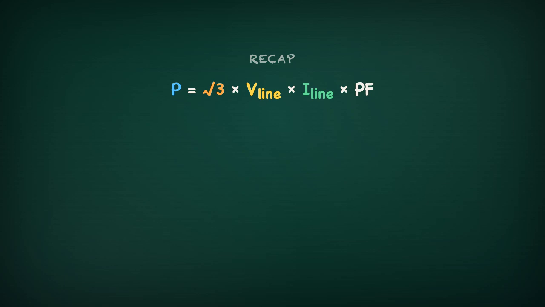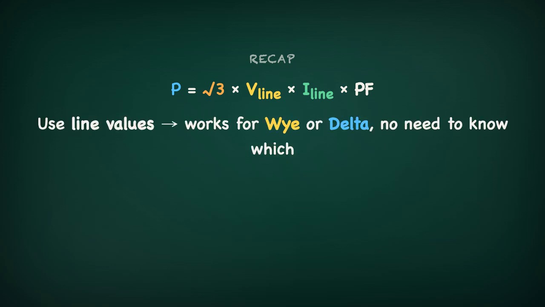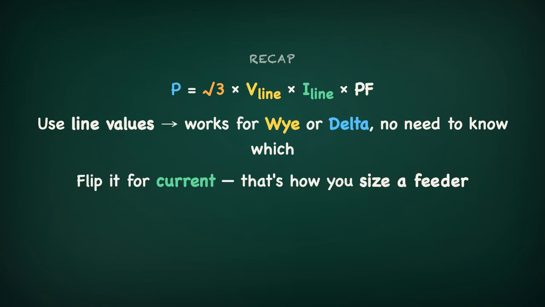To recap, three-phase power is root 3 times line volts times line amps times power factor. Use line values and it works for Y or delta alike. No need to know which. Flip it around to find current, and that's how you size a feeder.